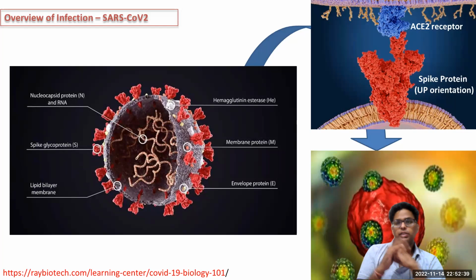On the right upper side is the spike protein in up orientation, shown in red, and it comes and binds with the ACE2 receptor. ACE2 is on the human cell, the human ACE2 receptor or hACE2 receptor. So it binds, and through that process it penetrates the cell. That's why we can say the spike protein is the major important thing, because it is responsible for binding the human ACE2 receptor, after which SARS-CoV-2 interacts with and penetrates the cell.